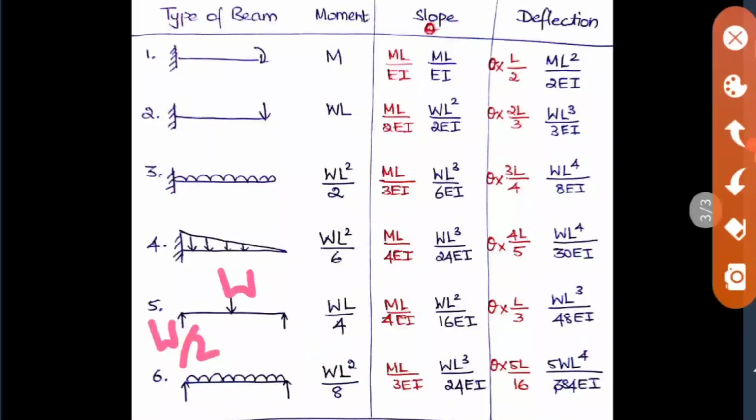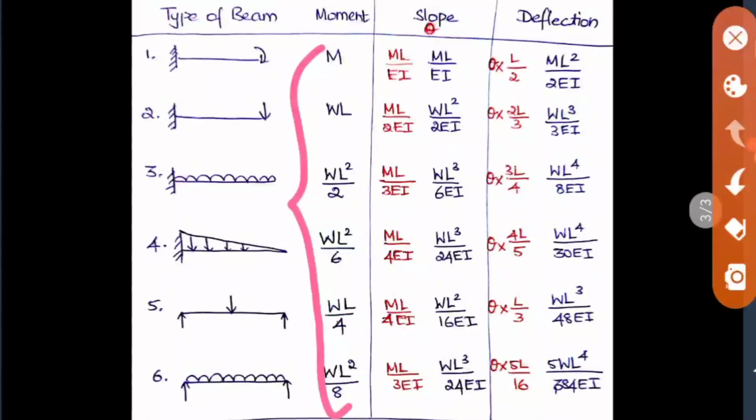And in the next case, that is simply supported with UDL, it is WL square by 8. So this also we know already. Keeping all these moments in mind, we can go for the next step to find the slope. With the red pen I have written the trick to remember.